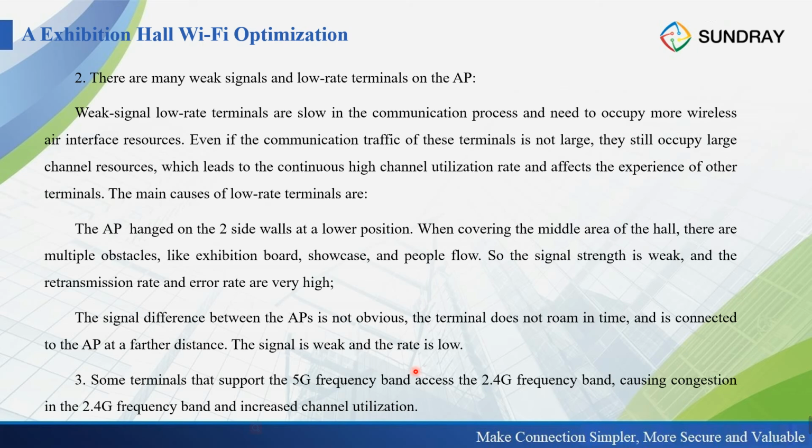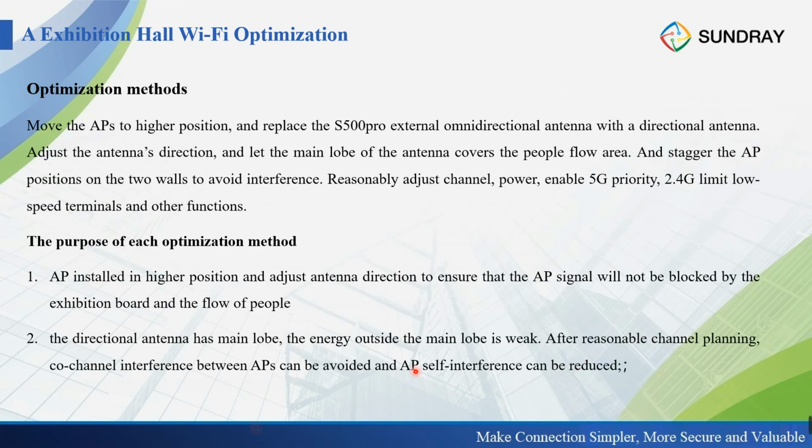So how do we do the optimization? First, we move the AP to a higher position, because in the higher position the AP signal will not be blocked by the exhibition boards. And also we replace the omnidirectional antenna with the directional antenna, because the directional antenna's power is centralized in one main direction. So the signal will not overlap between the APs.